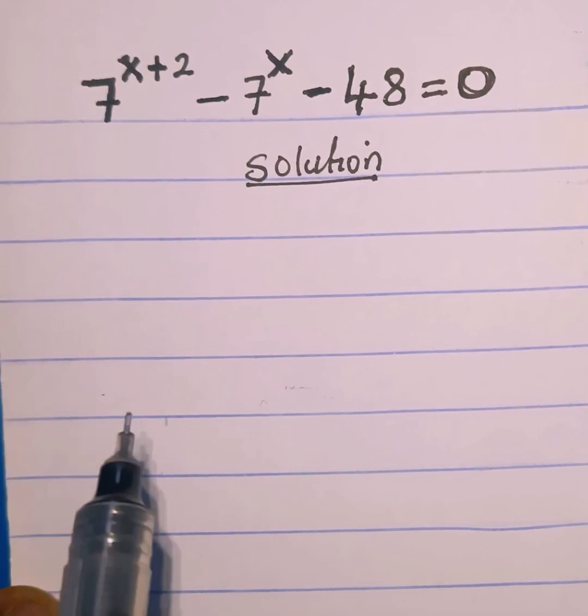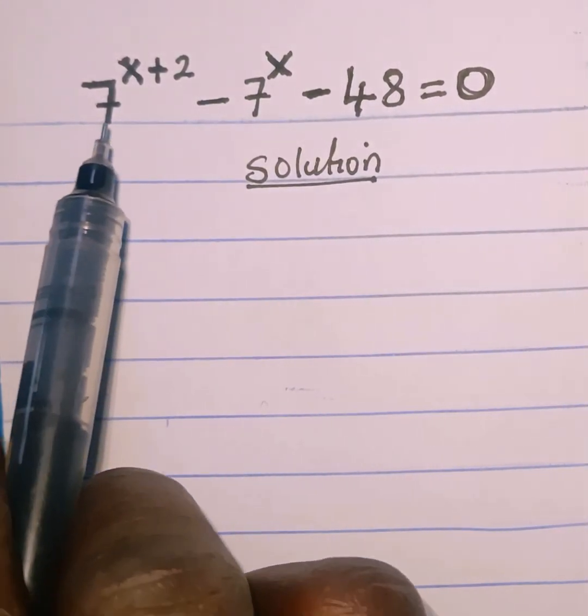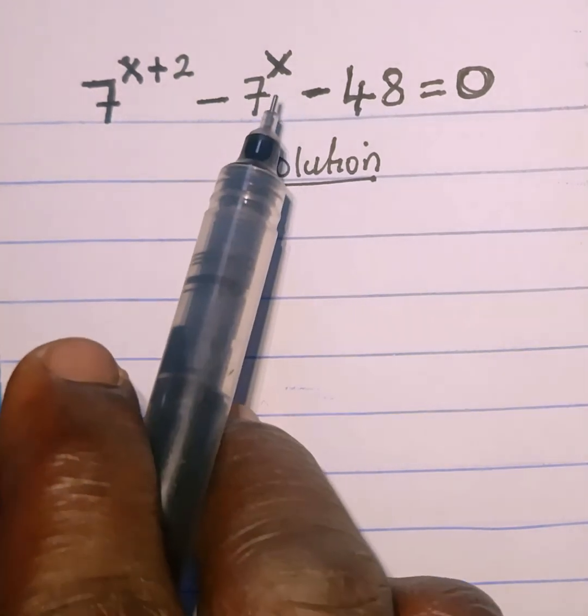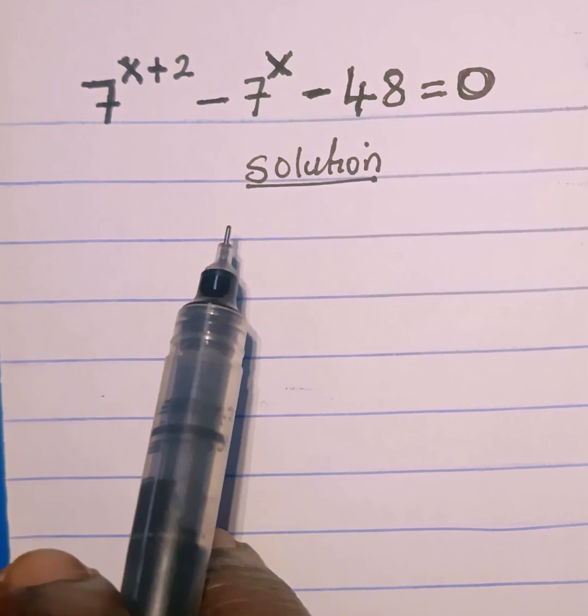Hello everyone, we are going to solve for the value of x from this simple exponential equation. We are given that 7 to the power of x plus 2 minus 7 to the power of x minus 48 is equal to 0. Now we are going to look for the value of x from this equation.